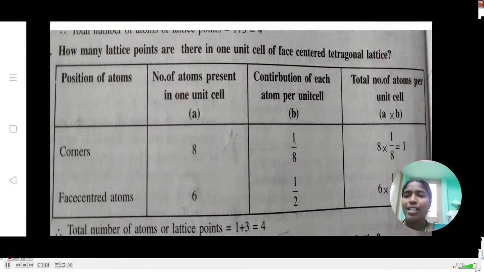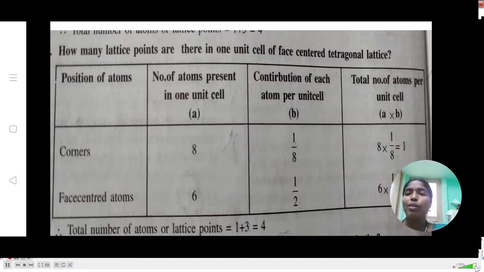Next, the face center atoms. In one cubic crystal we have 6 faces. On each face 1 atom is present, so the total number of atoms is 6. In every face the atom is shared with 1 other unit cell, that means 1/2. Total number of atoms per unit cell is 6 into 1/2, which is 3. So totally 3 atoms are present as face center atoms.